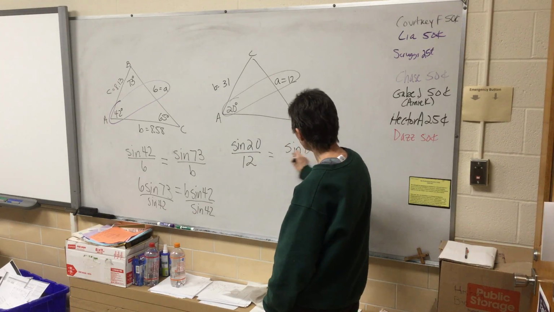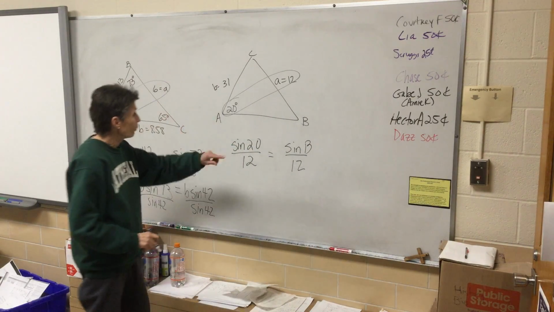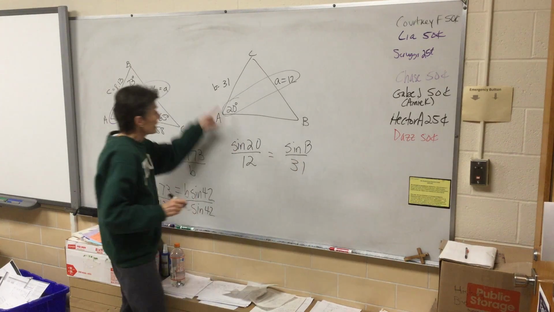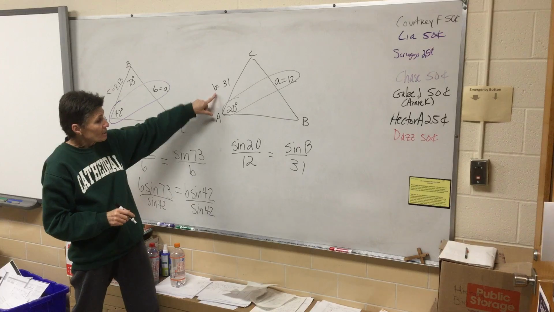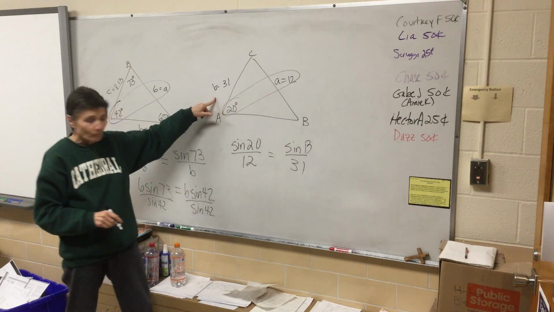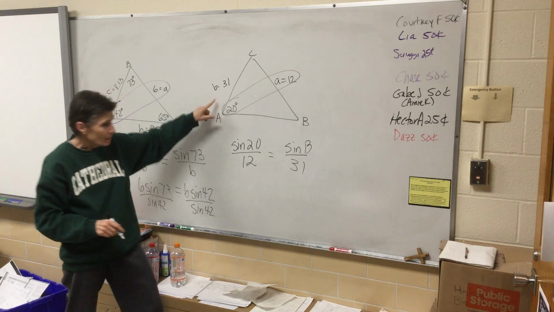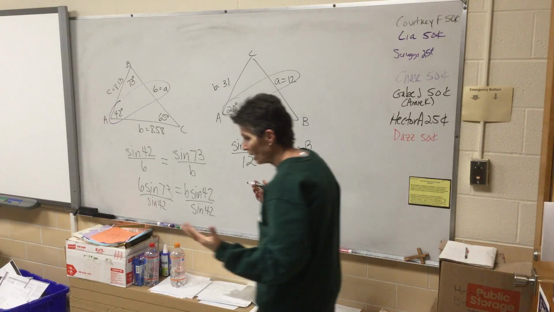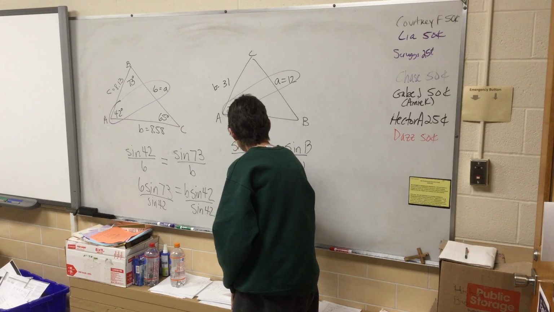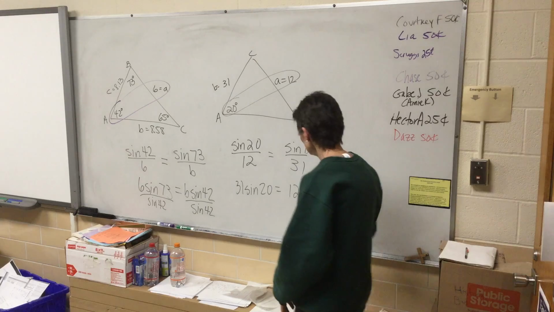In my other problems, I had a choice. Here I don't really, because the only other thing I know is this 31. So sine 20 over 12 equals sine B over 31. All right, so I'm going to cross multiply, just like I've done. So 31 sine 20 equals 12 sine B.